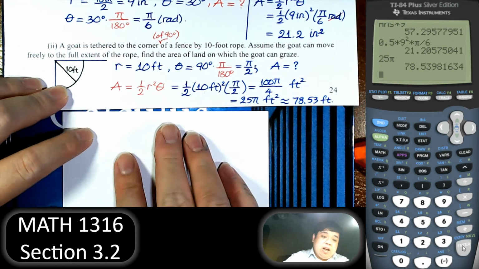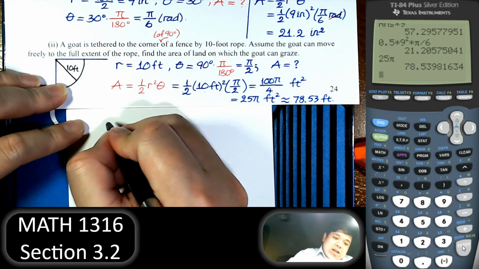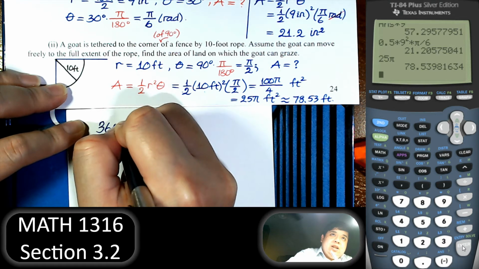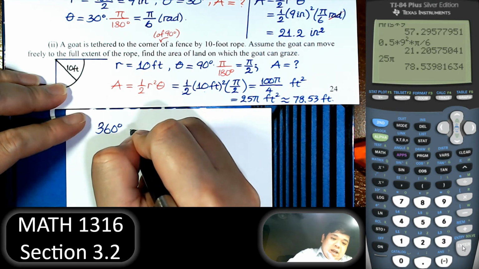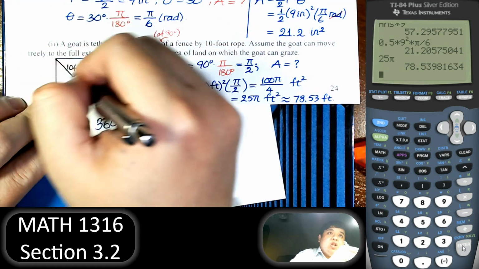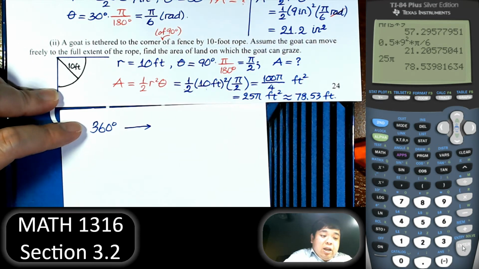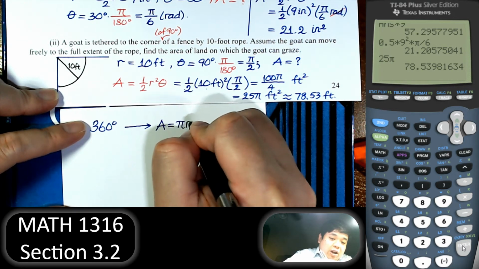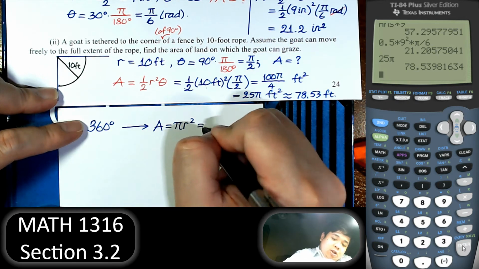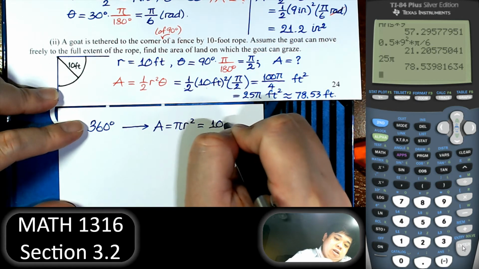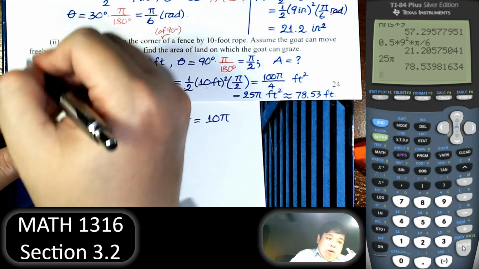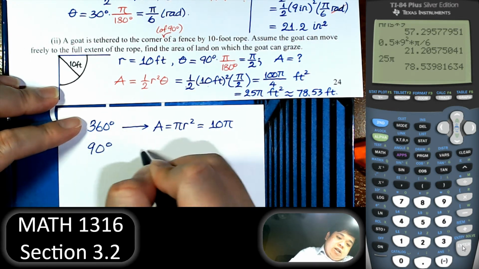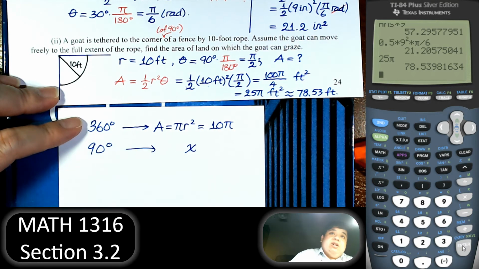So in this problem, like in the last problem, we write that 1 revolution or 360 degrees. If we have 360 degrees, we have the full circle, right? The full circle of radius 10. So the area of a circle is pi r squared. The radius is 10, so that will be 100 pi. One full circle is 100 pi. What if we just have 90 degrees? What will be the equivalent area?